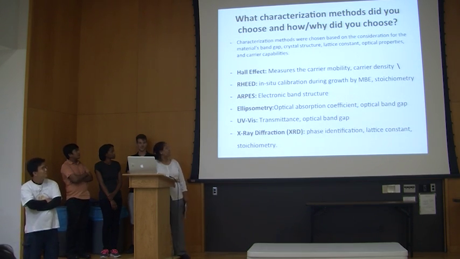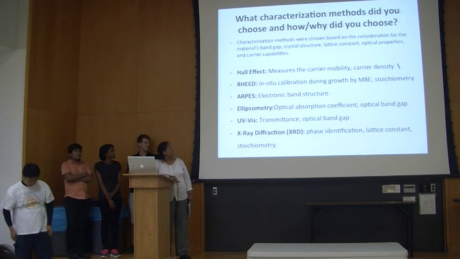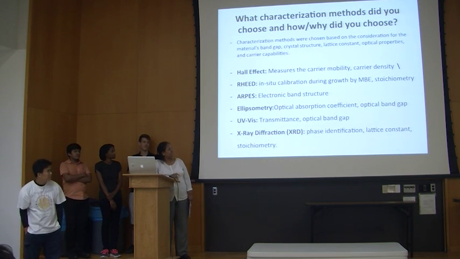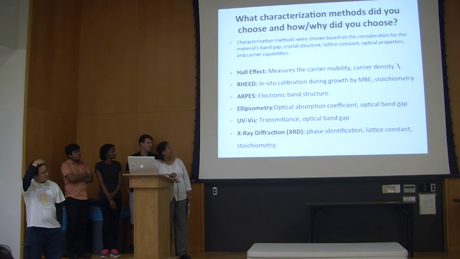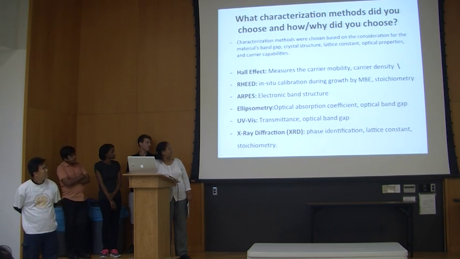We also look at ellipsometry, that's the optical absorption coefficient and optical band gap. And the last one was UV-Vis. We want to see the transmittance and optical band gap of the material.